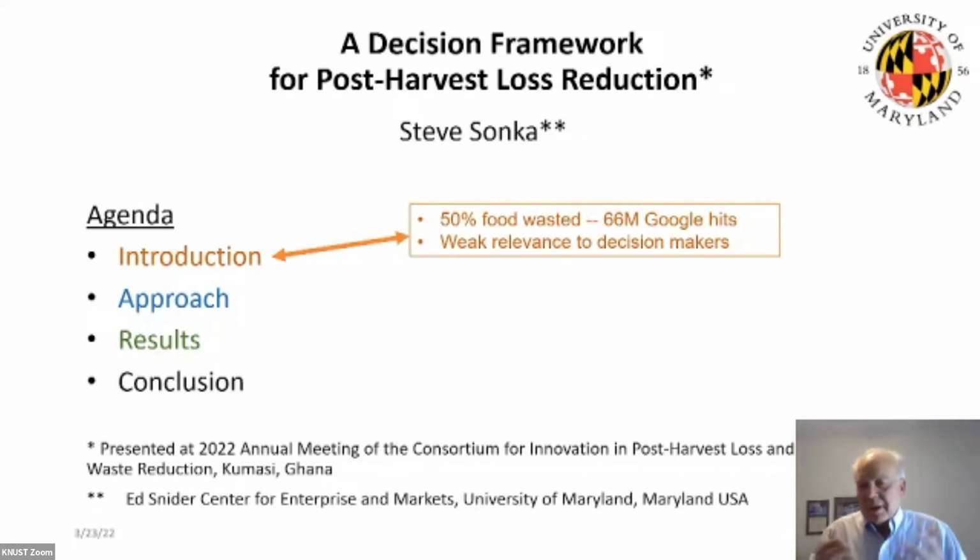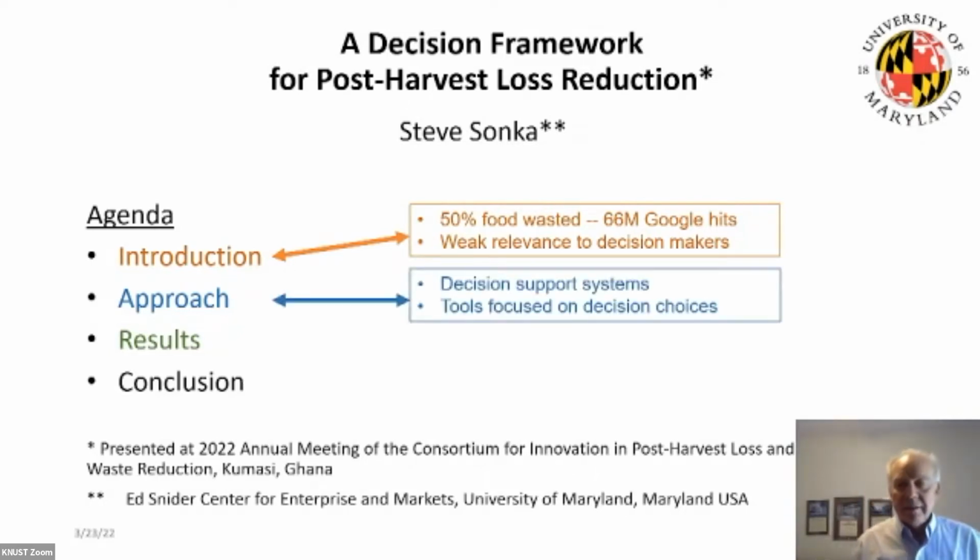So, my friend, why has this persisted? Well, maybe it's because people aren't aware. So for fun, I went out to Google and I typed in 50% food wasted, and I hit return. And within a second or two, it identified 66 million hits where that term is being used. So that concept, that measurement is out there. But that term, that measurement by itself has really weak relevance to decision makers. Okay, there's a lot of loss, but what specifically should I do? How much should I invest? Where should I invest it? What should I expect in terms of benefits?